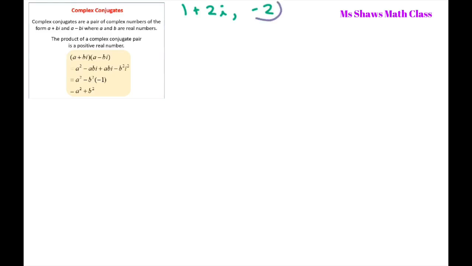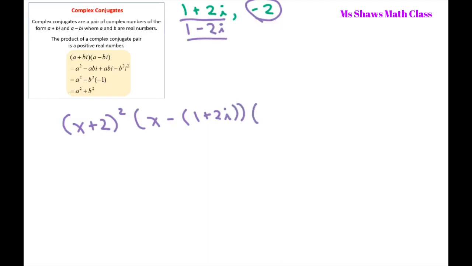Since we have this one with a multiplicity of 2, we're going to write that as x plus 2 squared, because that's a multiplicity of 2. Now, I'm going to do the same thing with this one and its conjugate. I'm going to write x minus 1 plus 2i. And then for this one, I'm going to write the same thing, x minus 1 minus 2i. And then we're going to put all this together.